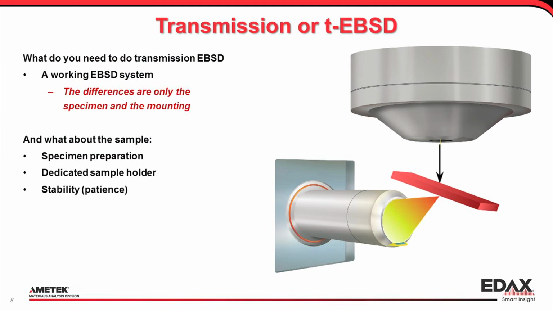Then in the Transmission EBSD. So you may have read about it, you may have tried it already a little bit. What do you need if you want to do it? If you have a system, what do you need to do Transmission EBSD? You just need a working EBSD system. That's the first thing. You don't need anything special. There's no special software really. There's no special detector required. If you have an operational EBSD system, you can do Transmission EBSD.